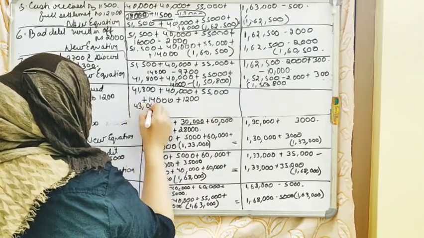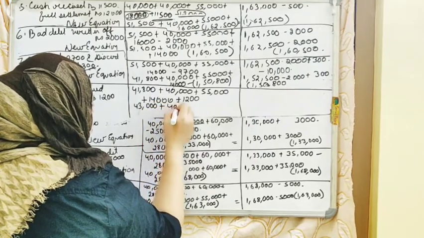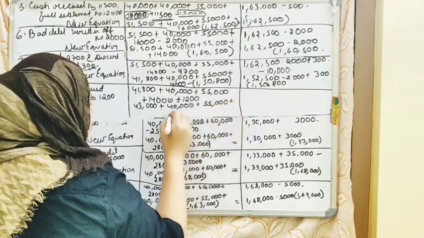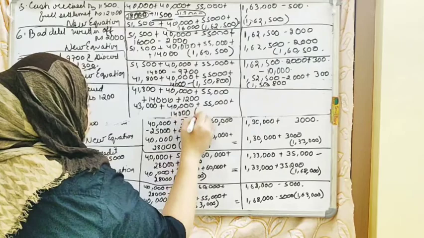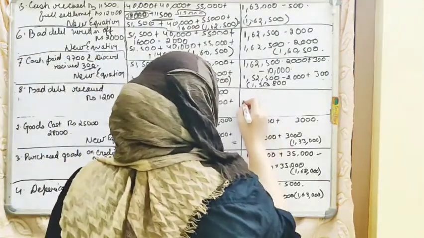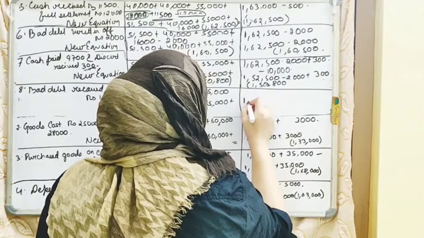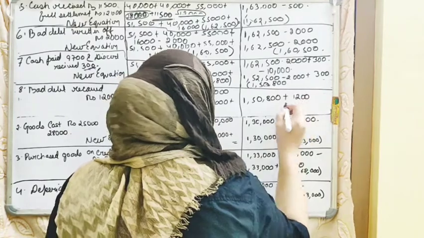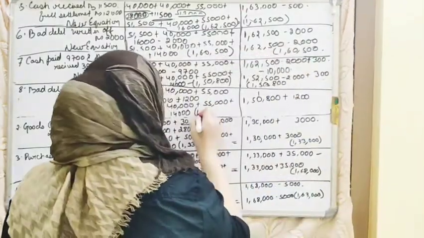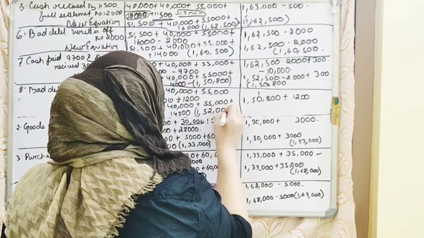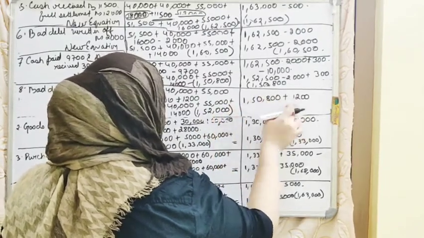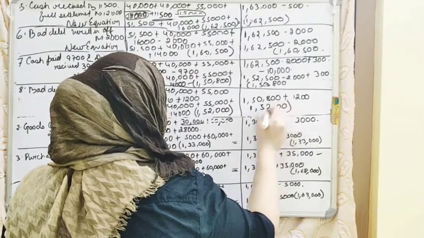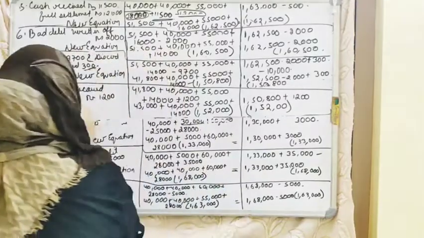43,000 plus 40,000 plus 55,000 plus 14,000. Here also we will add, that is we have 1,50,800 plus 1,200 rupees. Comes to a total of rupees 1,52,000. If we add 1,200 over here, we have 1,52,000. This is your final equation.